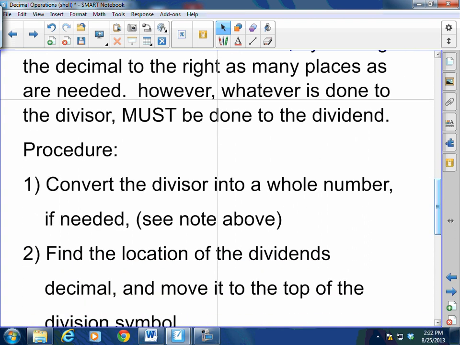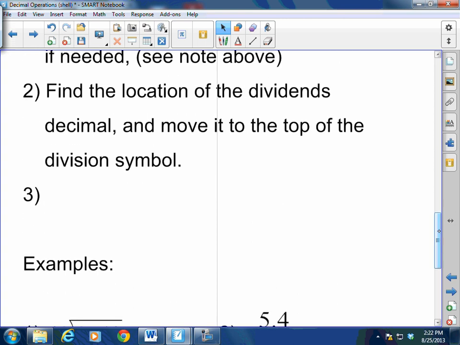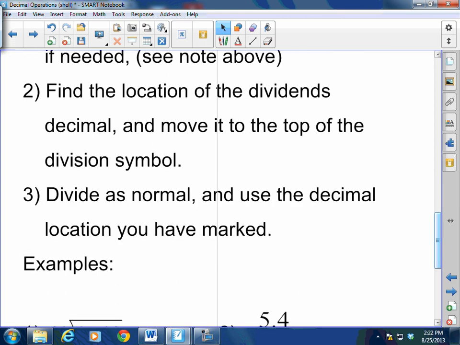Well, number 1, convert the divisor into a whole number if needed. If it's already a whole number, you don't have to worry. If it is not a whole number, if it's a decimal, please see note above. You got to move the decimals as many places to the right as possible to make it a whole number. Number 2, find the location of the dividend's decimal and move it to the top of the division symbol. 3, divide as normal and use the decimal location you have marked.